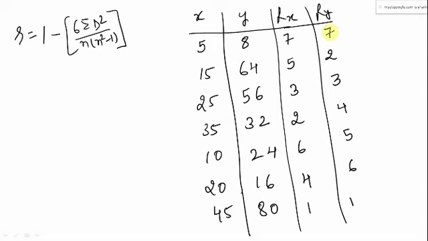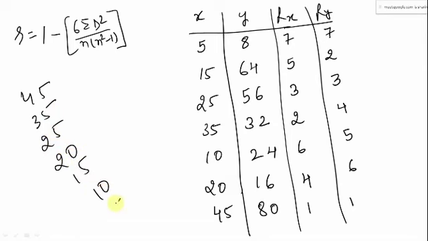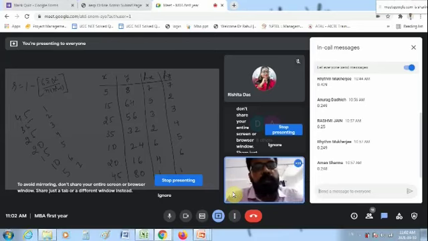Wait, wait. 45, 35, 25, 20, 15, 10, and 5. Okay, sir, got it. 1, 2, 3, 4, 5, 6, 7. Please see, but we cannot arrange the data. We'll have to use the data in the same order which is given in the question.